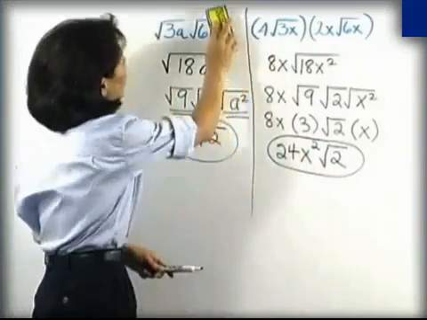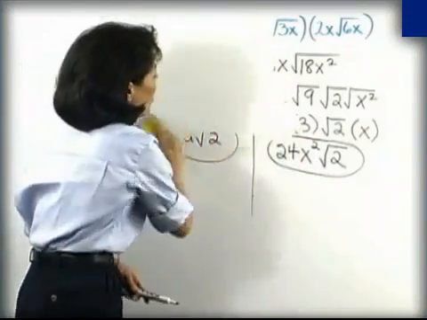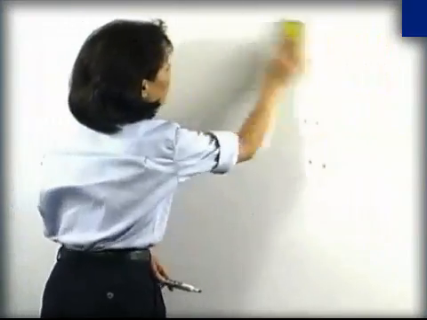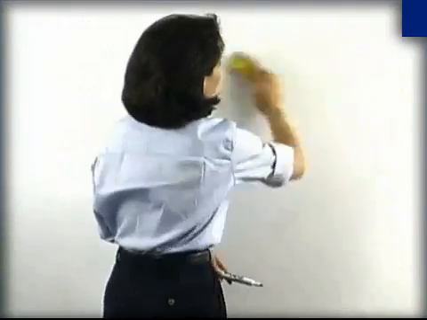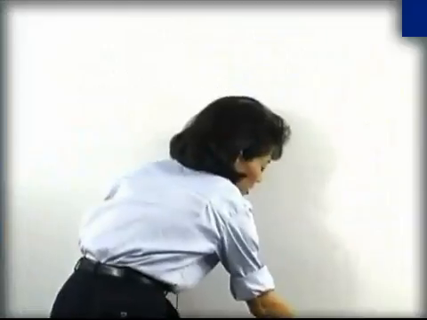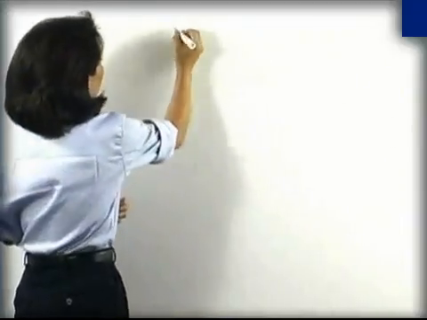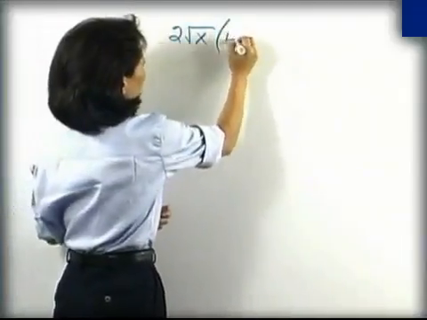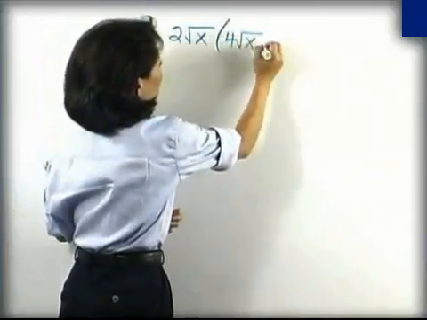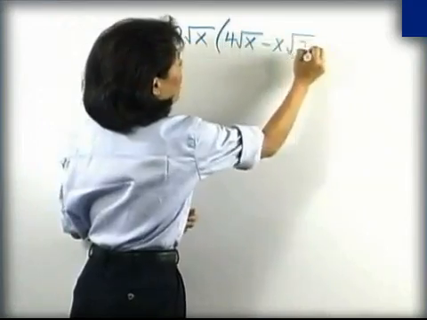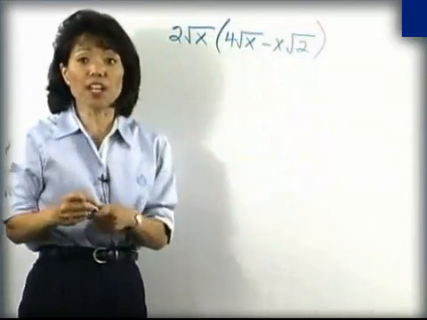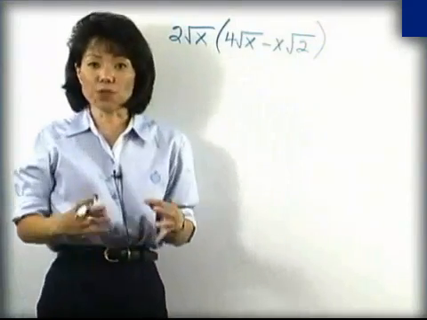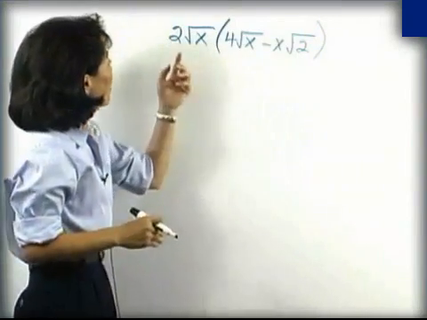Now that we did that simple multiplication, let's see what happens when we try to incorporate the distributive property to these radicals. Let's look at the distributive property. If we have 2 times the square root of x times 4 times the square root of x minus x times the square root of 2, let's see what happens. Again, as I just mentioned, we're going to use the distributive property.